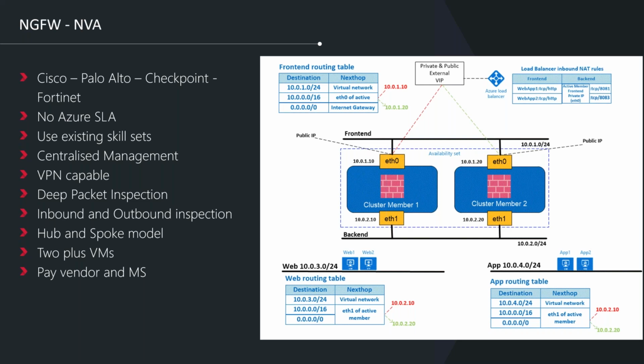As I mentioned, these are also VPN capable, most of these products. But where this does differ a little bit from the Azure Firewall is you're not getting any SLA from Microsoft on the actual product itself. And this does rely on virtual machines under the covers. So you're still having to manage HA yourself through Azure load balancers or multiple virtual machines.